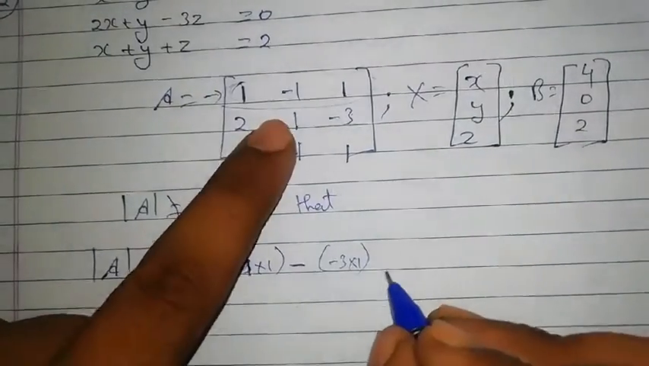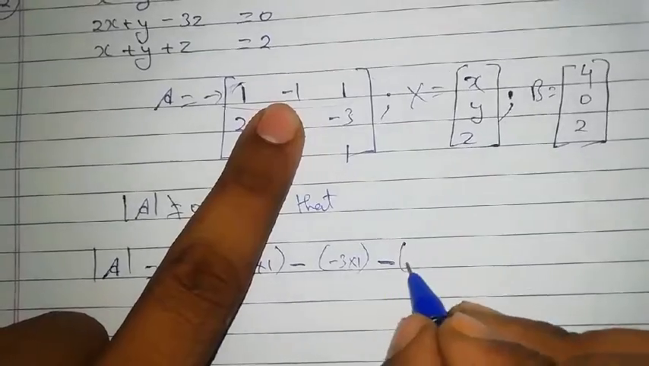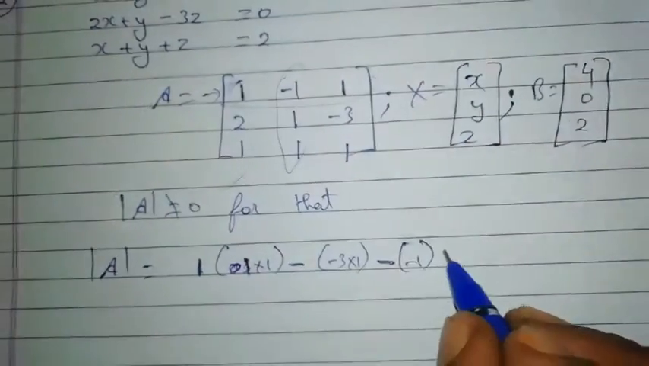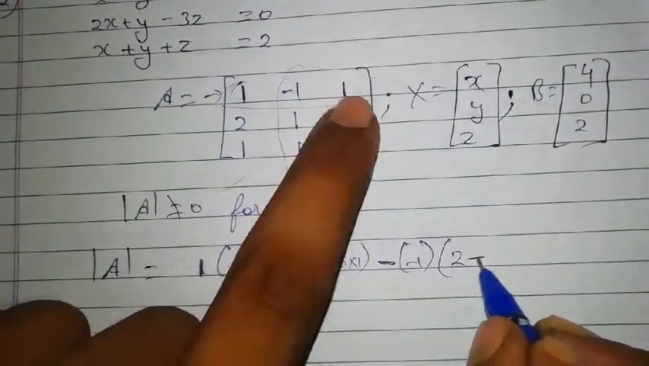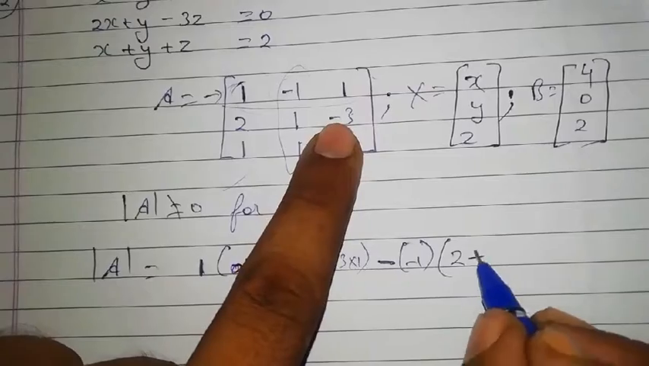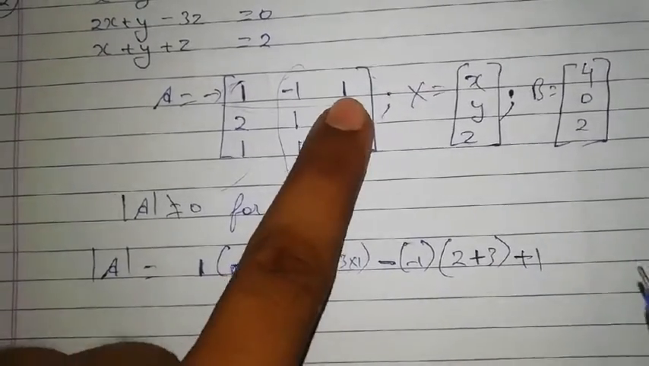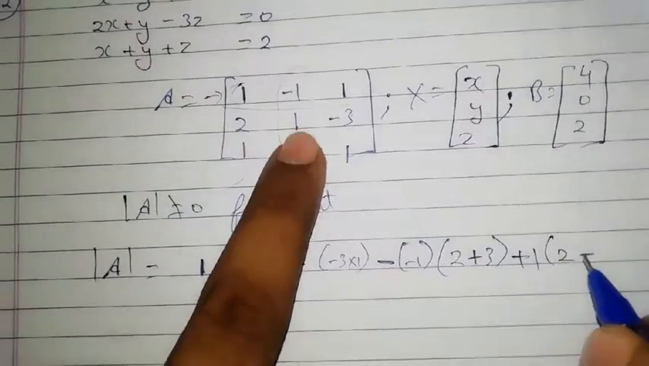Now this will have a minus sign, it is minus 1. Now we leave the row and column passing through this, so we have 2 ones are 2, minus 3 ones are 3, or minus 3, so it will become plus 3. Now we will write plus 1 here, so this is 2 ones are 2, minus 1 ones are 1.